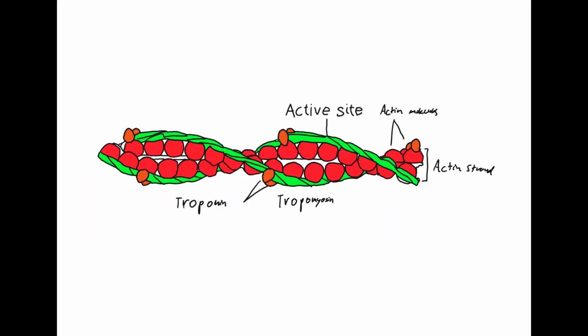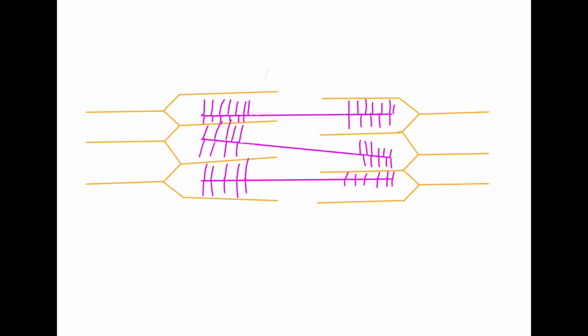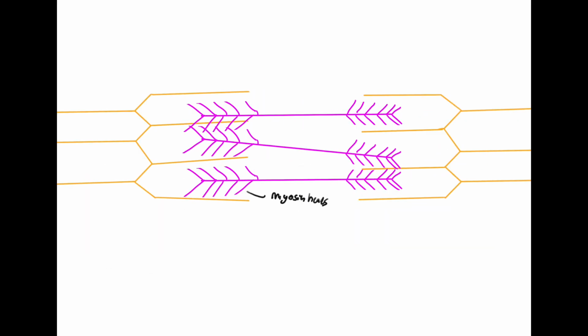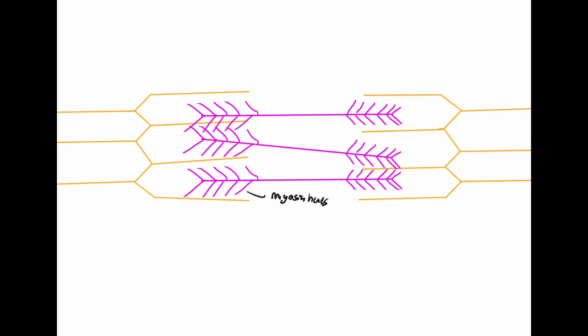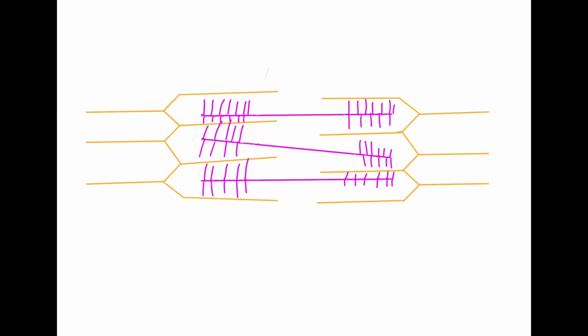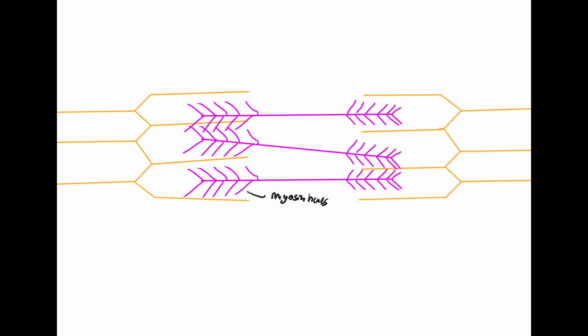After the active site is exposed, myosin heads can now connect to these newly exposed active sites, which the myosin heads use their stored energy to pivot these actin strands, pulling the actin strands and therefore shortening the muscle.